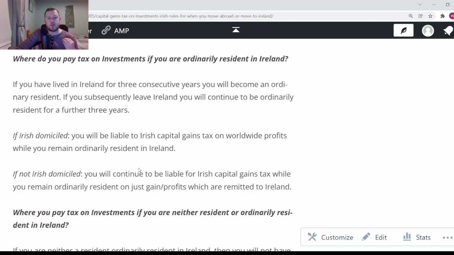If however you are ordinarily resident in Ireland but you are not domiciled, you will continue to be liable for Irish capital gains tax while you remain ordinarily resident, just on your profits which are remitted to Ireland. So again, if you are from elsewhere and had been living in Ireland for a couple of years and then decided to go back home, although you would remain ordinarily resident and still due to pay Irish capital gains tax, it's only on your gains and profits which you have sent to Ireland. So if you had sent them back to your home place, then you wouldn't have to pay Irish capital gains tax on them.